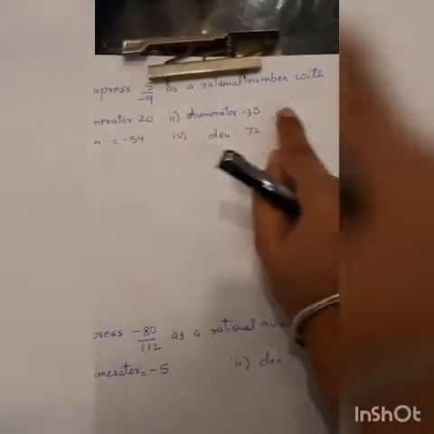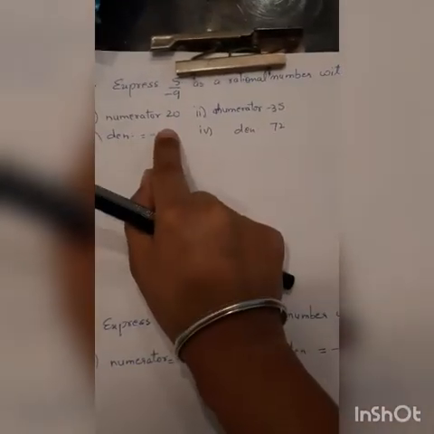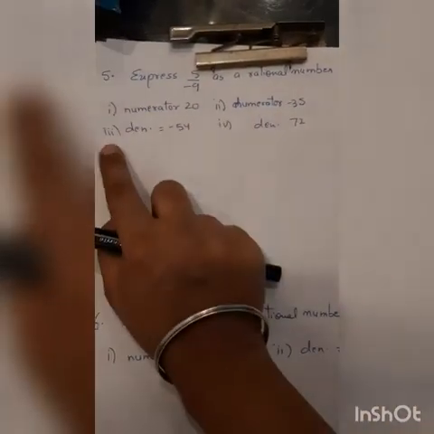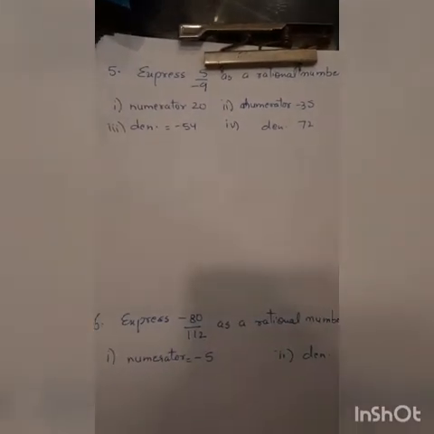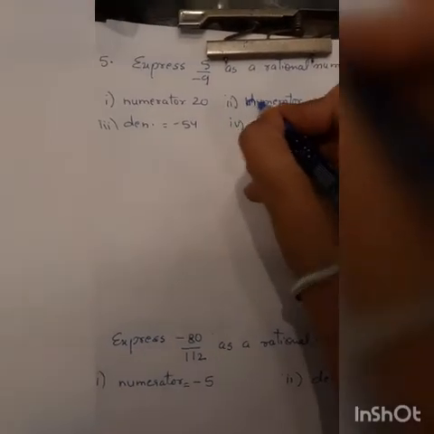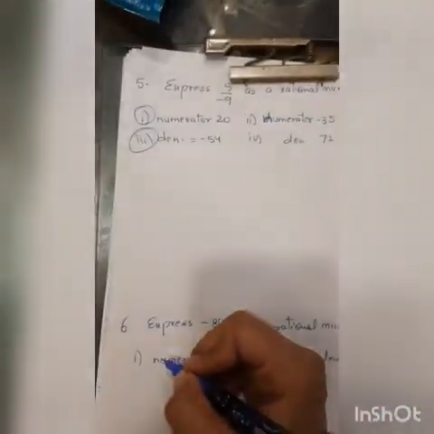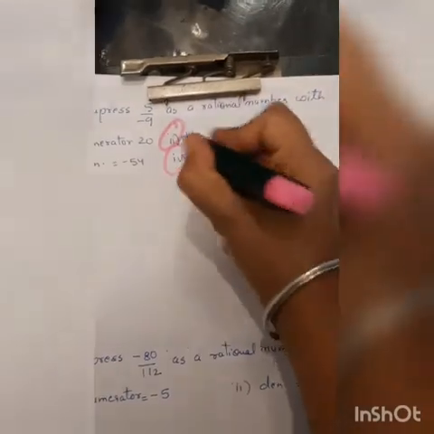Students, question number 5 says express 5 upon minus 9 as a rational number with numerator 20, denominator minus 35, denominator minus 54, denominator 72. So students, I will do the first part and the third part. You will do the second and fourth part as homework. So let's just do it.